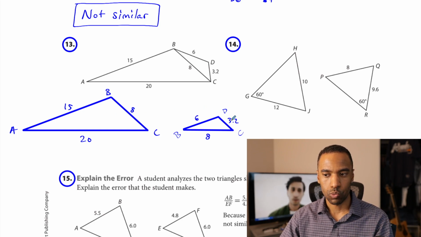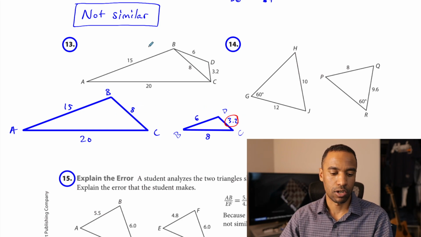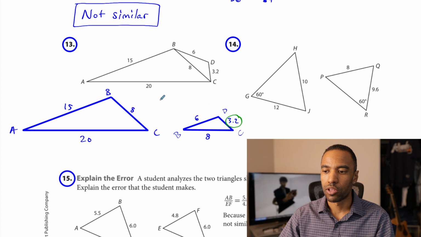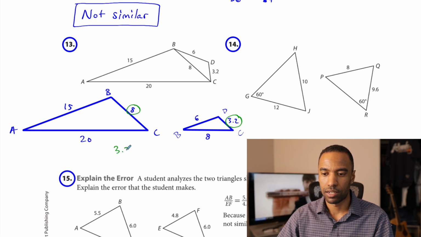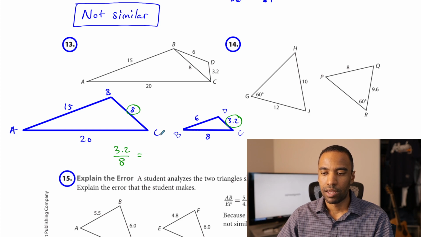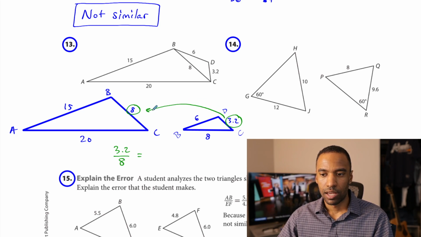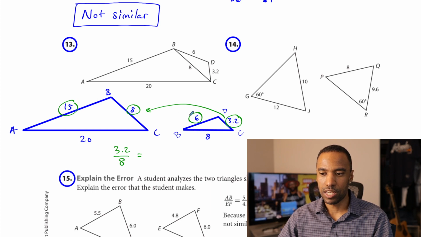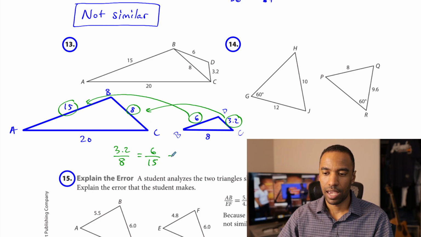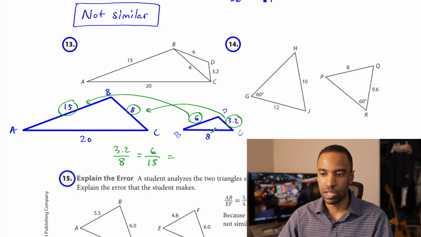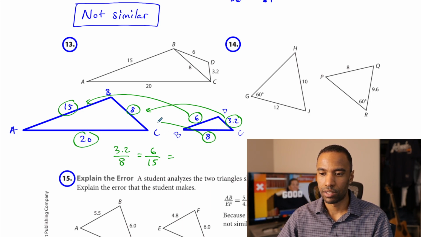When these are drawn in this way, the smallest are both on the, I didn't want red, I said green. The smallest are both on the right side together. So let's test 3.2 with 8, small to big. As far as triangles go, small to big. Let's test 6 with 15, small to big. And let's test 8 with 20. Small to big.